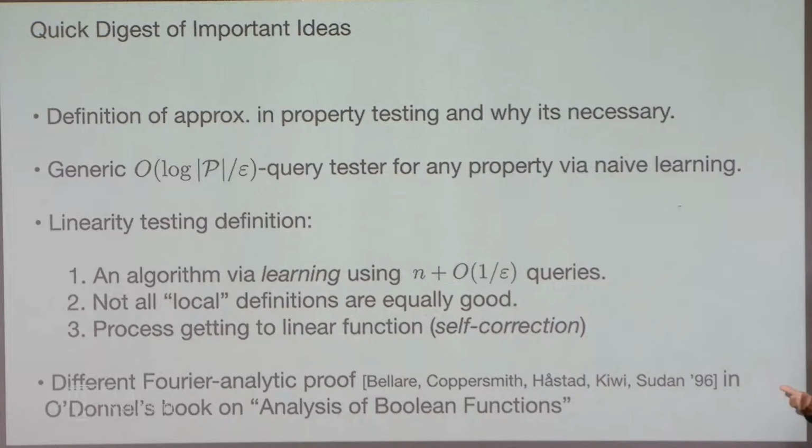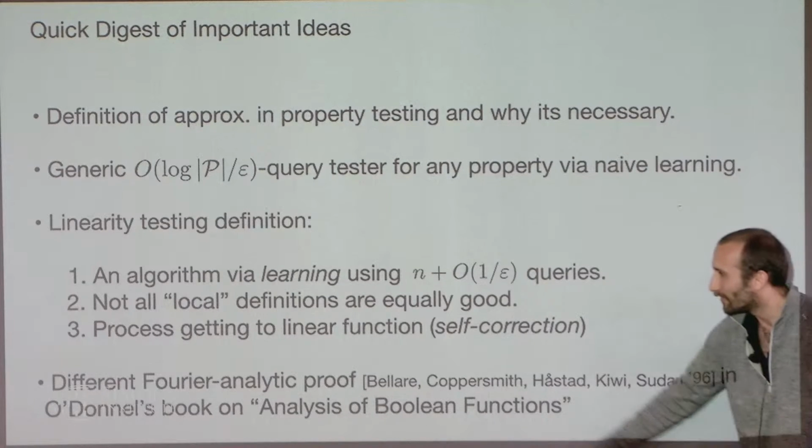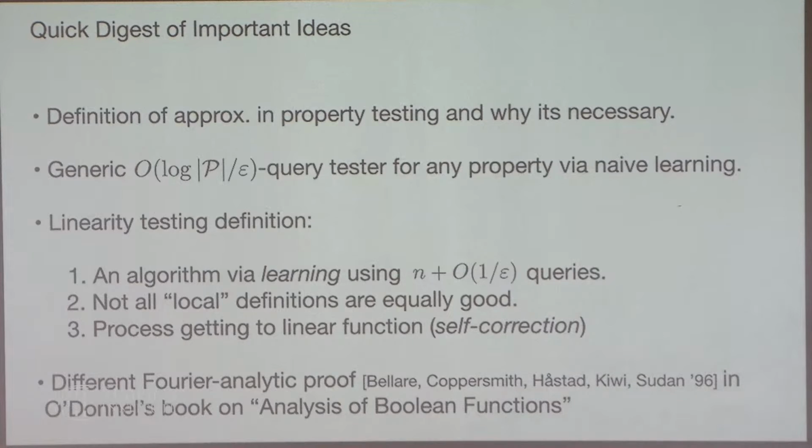I will say that there's a different proof of the linearity test, but it proceeds by some Fourier analytic techniques. It's a paper of Bellare, Coppersmith, Håstad, Kiwi, and Sudan. But I learned about it from Ryan O'Donnell's book, Analysis of Boolean Functions. So that's another very slick proof, but maybe not as intuitive or maybe not as algorithmic as this self-correcting approach.